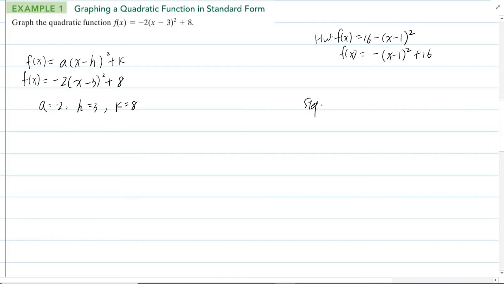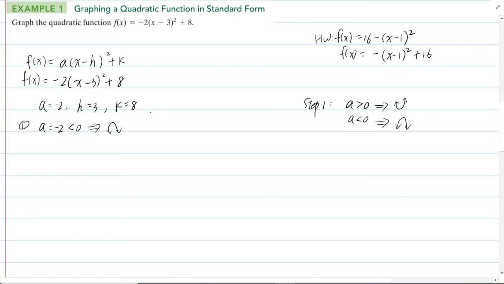Then I'm going to write it down. Step 1, we find our a, h, k. Also, we're going to figure out whether a is greater than 0 or less than 0. We said if a is greater than 0, the parabola goes upward, and if a is less than 0, the parabola goes downward. In this case, our a is negative 2, which is less than 0. That means our parabola goes downward. I'm going to write that down right here, that's our step 1.